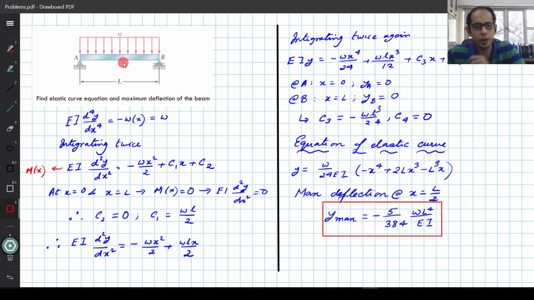So you saw, I hope you understood this problem, that how we from the 4th order method integrated it twice and got the 2nd order method, and after that the rest follows how we did before, that you integrate it twice again, and in all the steps you determine the constants of integration using your boundary conditions.